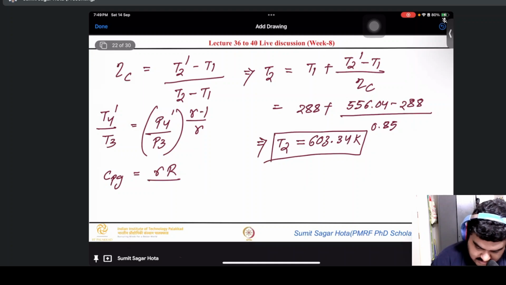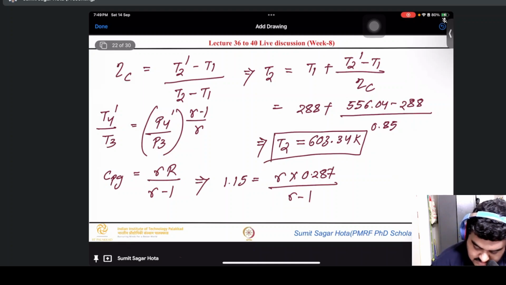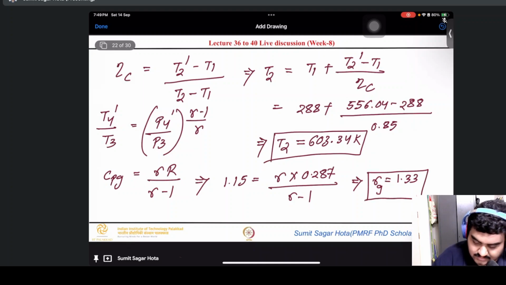Gamma R by gamma minus 1, which is 1.15, gamma R value 0.287 divided by gamma minus 1. When you solve it, we will get gamma as 1.33. Gamma of the gas, more specifically, you can write down.